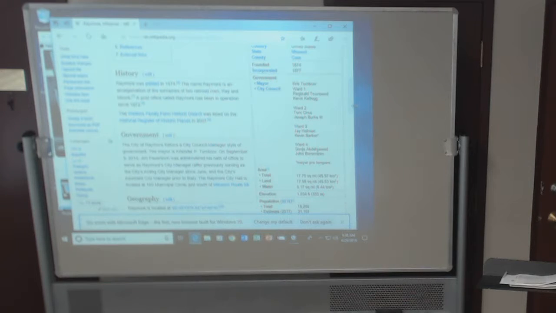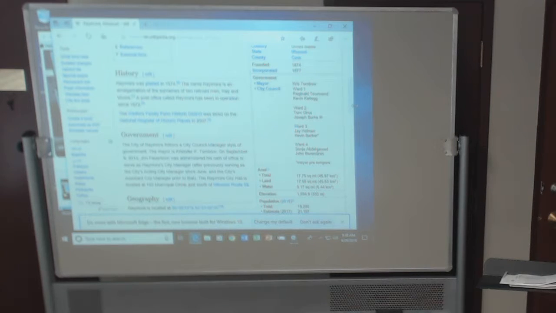Does anyone live in Belton? You don't know the zip code for Belton? Anyone know the zip code for Belton? The zip code, isn't it 64012? Yeah, that sounds right. Does that sound right? Yeah.